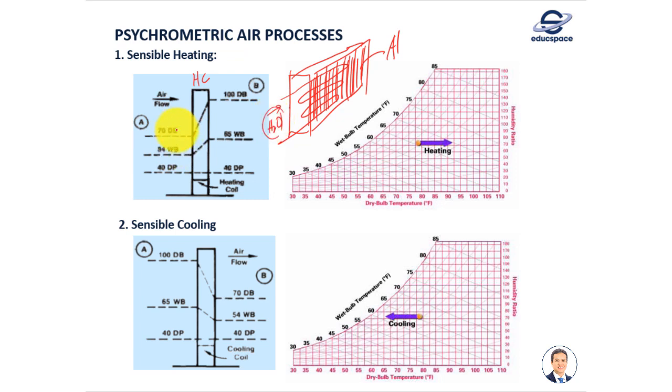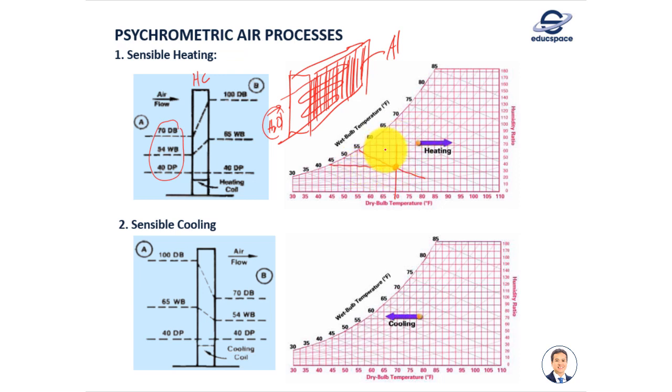So considering na ito yung ating condition at point A, let's take this as 70 dry bulb. So that's here, 70. And then ang wet bulb natin is 54. So this is 50, 55. And this is, let's say, an approximate point or condition. So the dew point temperature is around 40.